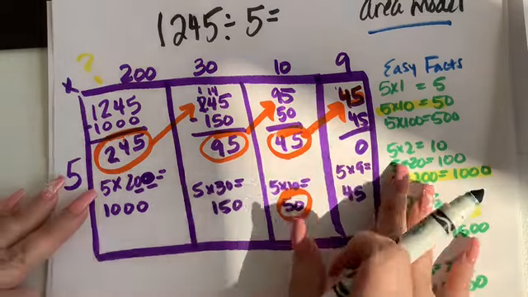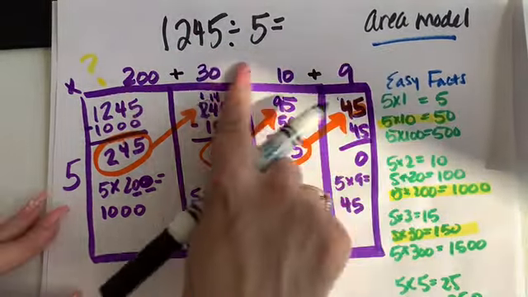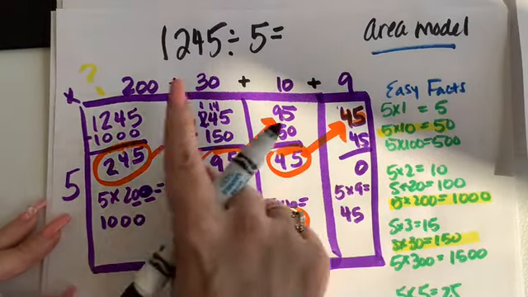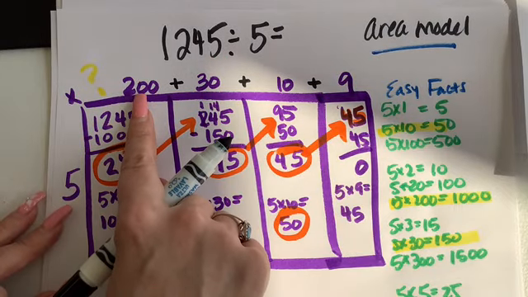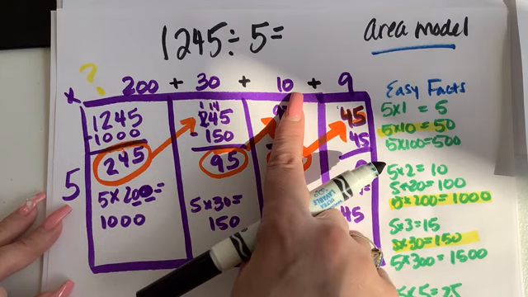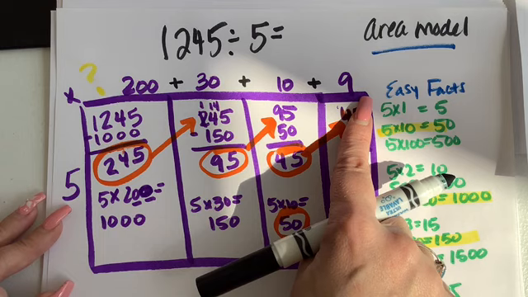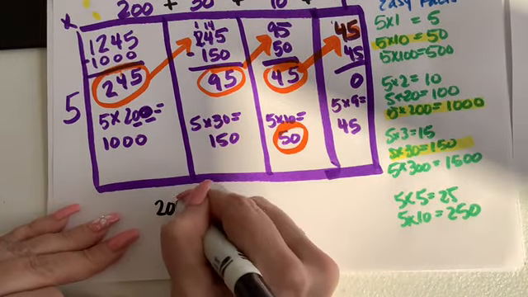So what do I do to find my actual solution? Well, I have to add it all up, all the pieces of my area model, so that I can find what my other factor was here. So I have 200 plus 30 is 230, plus 10, 240, plus 9, 249. So how did I get that?